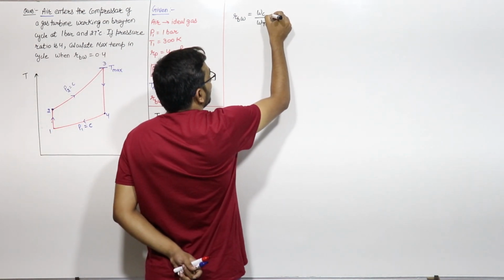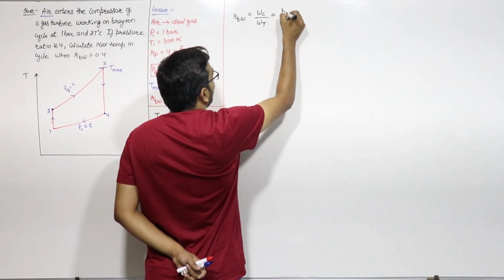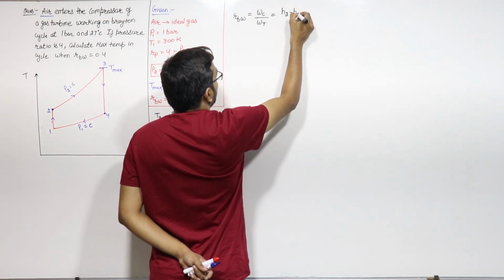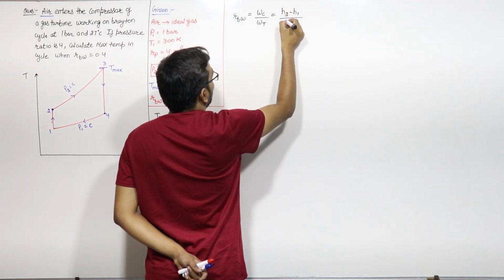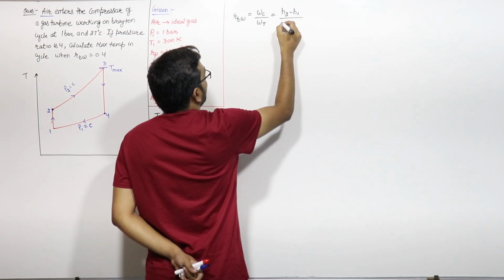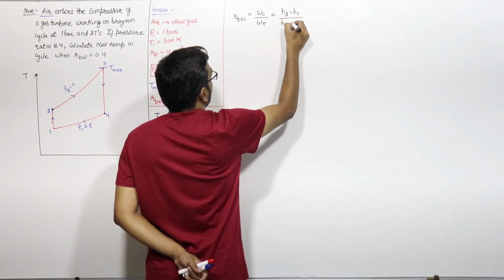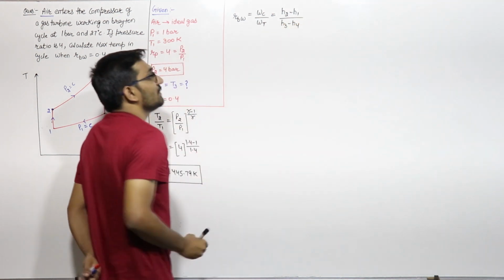So what is the work required by the compressor? It is H2 minus H1, divided by the work produced by the turbine, which is H3 minus H4.